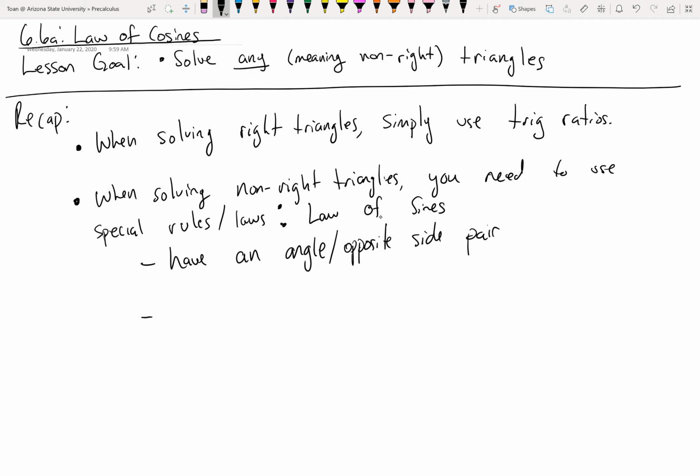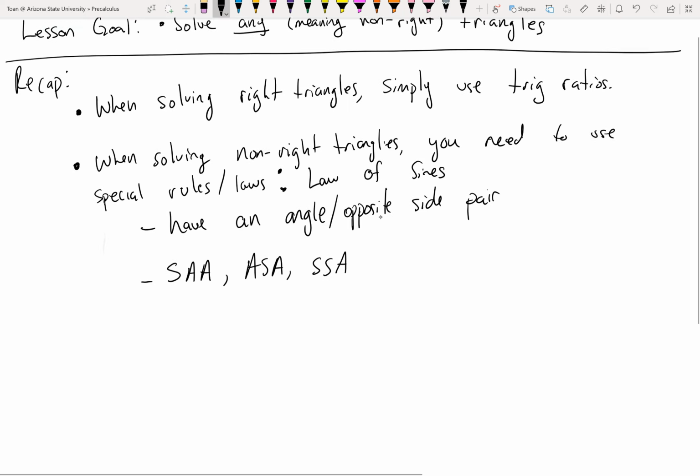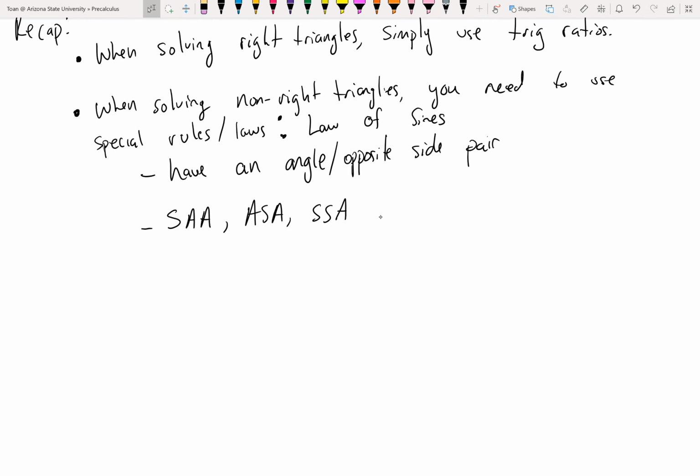We formalized these situations in yesterday's lesson. If you think back to geometry, you learned about a whole ton of triangle configurations: angle, side, side, all that fun stuff. Well, yesterday we saw that triangles in the side, angle, angle configuration, angle, side, angle configuration, and side, side, angle configuration all fit this criteria. If I give you a triangle in these three situations, you are guaranteed to have an angle opposite side pair, which means law of sines is unlocked.